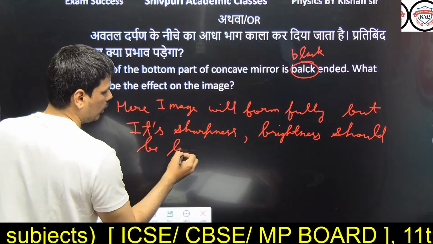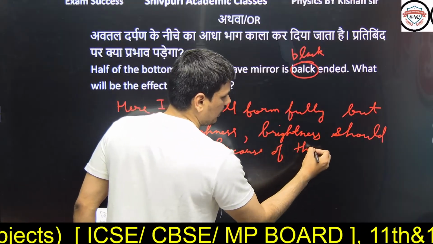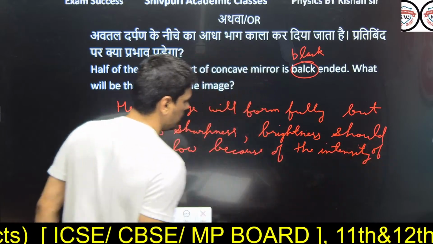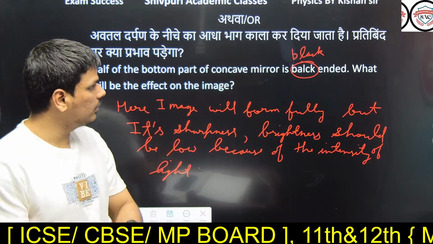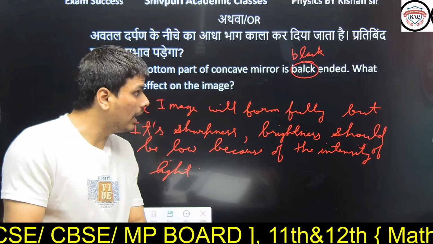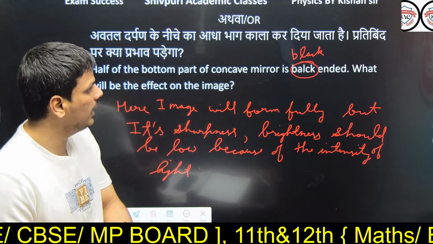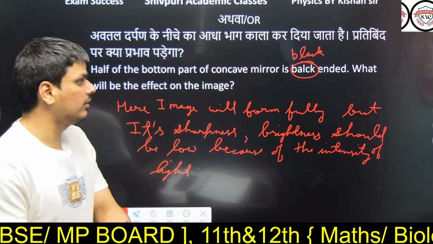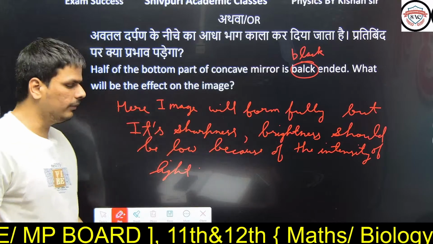Its brightness should be low because of the intensity of light. Because half of our mirror is blackened, if we obey the laws of reflection, that half part is not going to give any sort of reflection, and the intensity will eventually get low. So our image quality will get disturbed, its brightness should get faded and be low, because of the intensity of light.